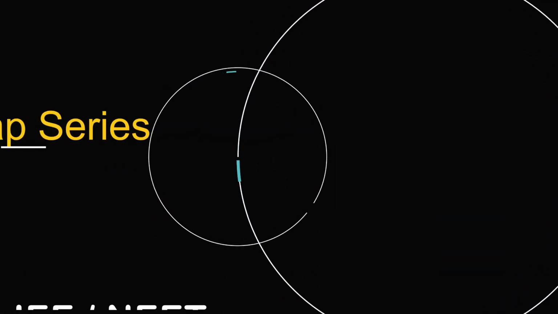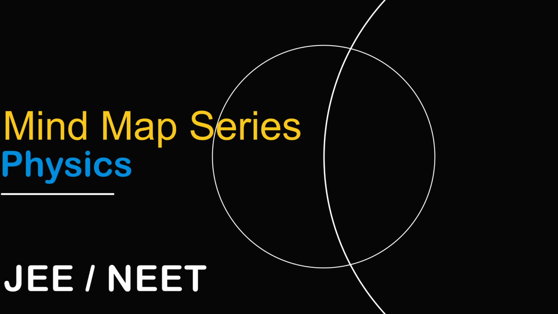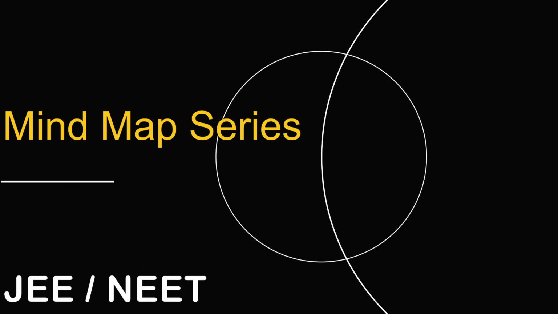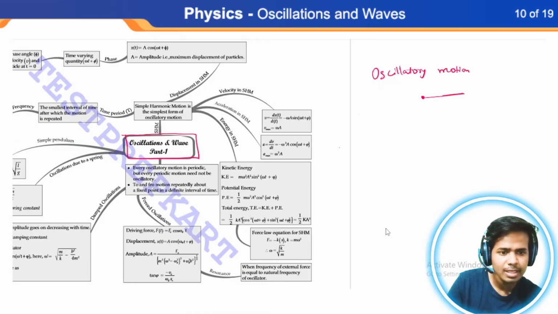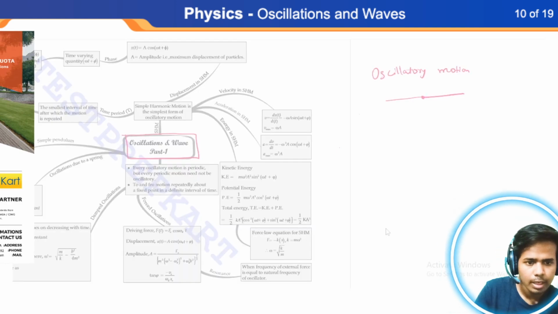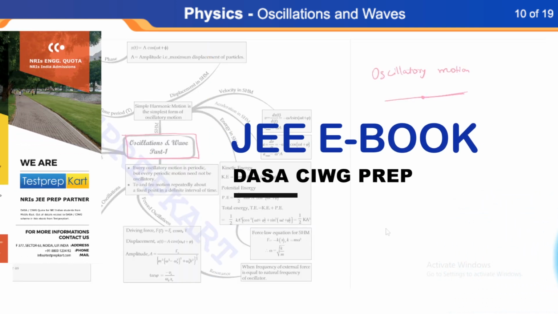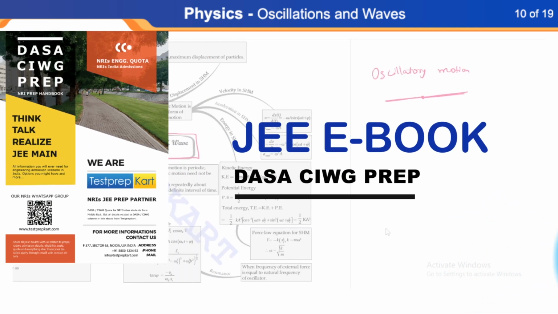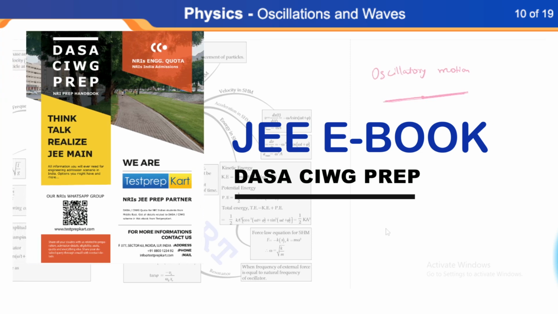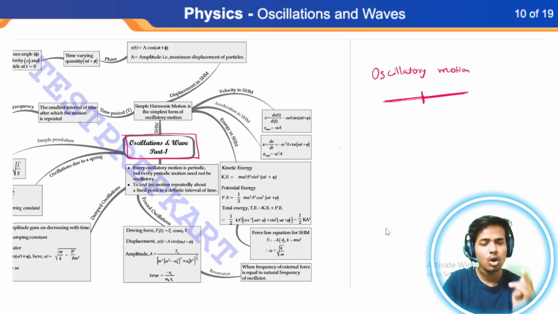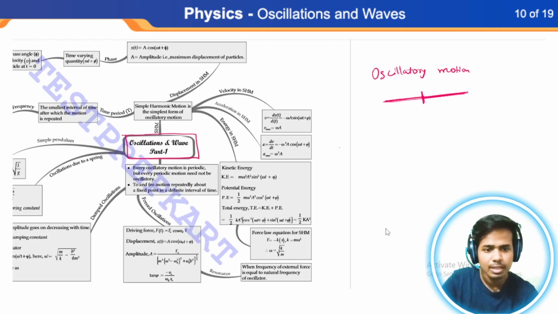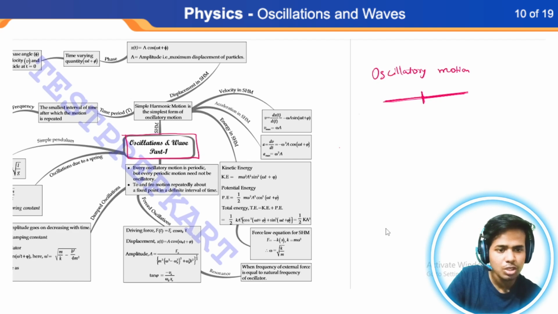What is an oscillatory motion? It is motion in which a particle moves in a certain direction and then comes back. It just moves in this way, and that is called oscillation. The mean position is fixed. It is always oscillating about a fixed mean position. This is the general oscillatory motion.